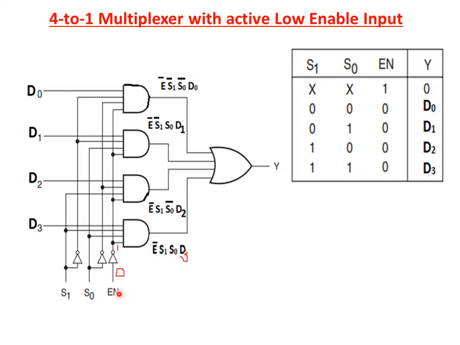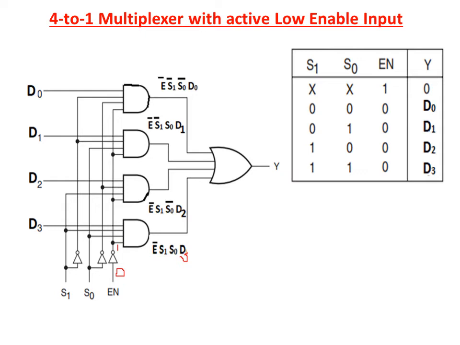And now the enable input is applied through an inverter. So whenever the enable input is 0, the output at this position becomes 1, and the 1 is applied to all the AND gates. So the enable input is controlling all the 4 AND gates. Now the expression at each position is represented, and here the uncomplemented S1 is obtained at this position, and the complemented S1 is obtained from here.